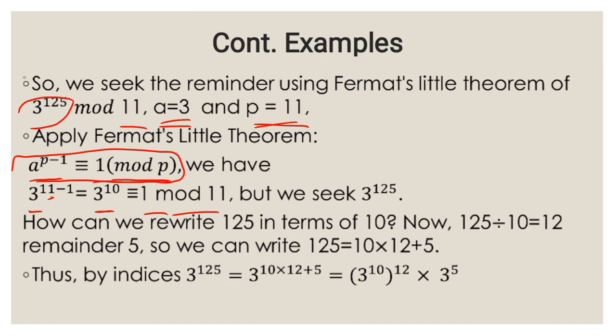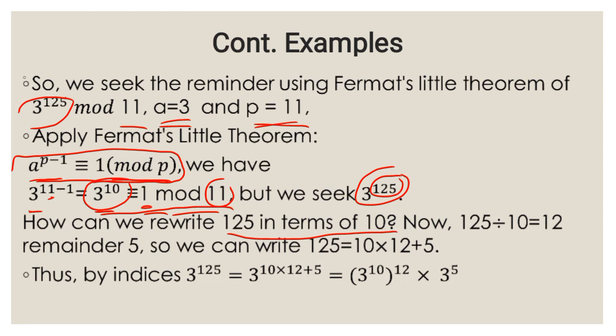So we've only found that whenever I have 3 raised to the power 10, I'll get 1 when I divide it by 11. But we've not solved our problem. Our problem is for 3 raised to the power 125, and we've only solved for 3 raised to the power 10. Because our power is 125, not 10, how do we write it in terms of 10?